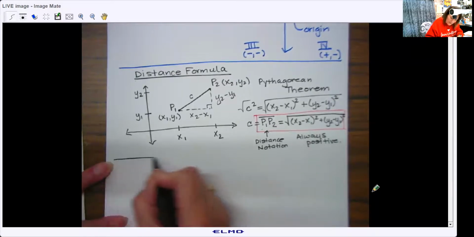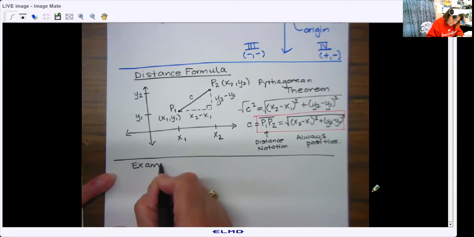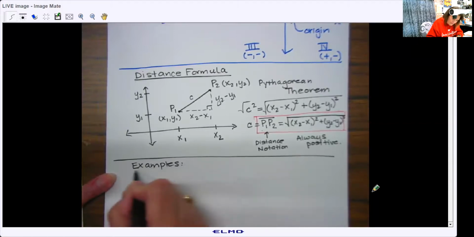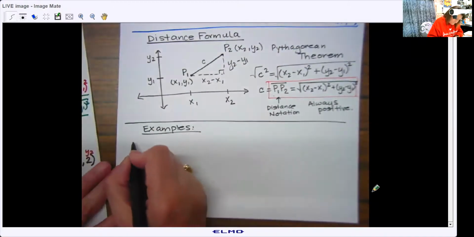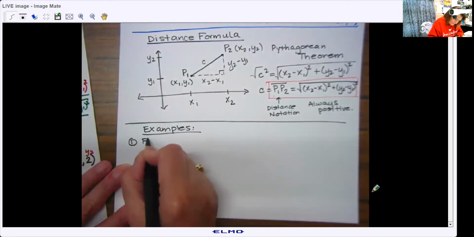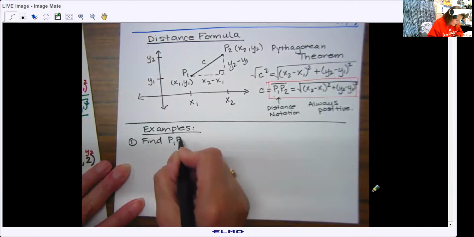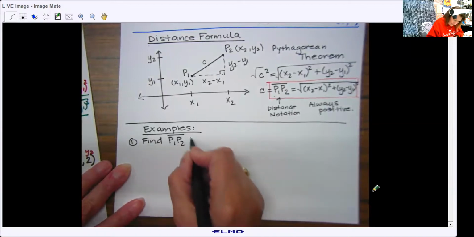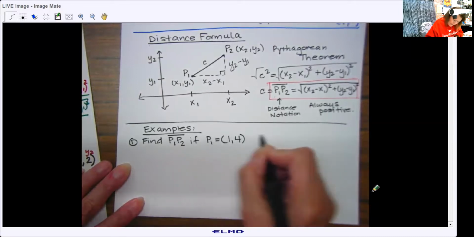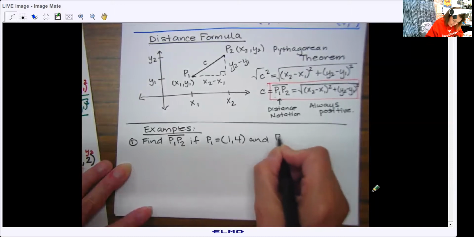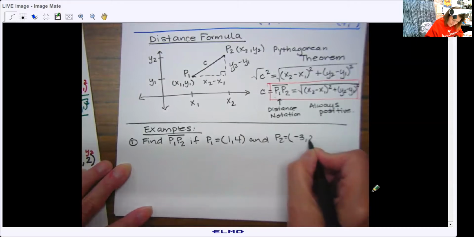Well, let's do some examples now, just to refresh yourself. Here we go with the examples. First one, find P1, P2, or P sub 1, P sub 2, the distance if P1 is (1, 4), and P2 is (negative 3, 2).